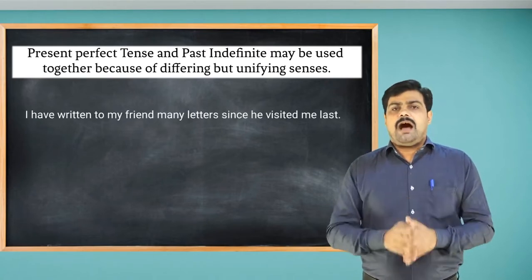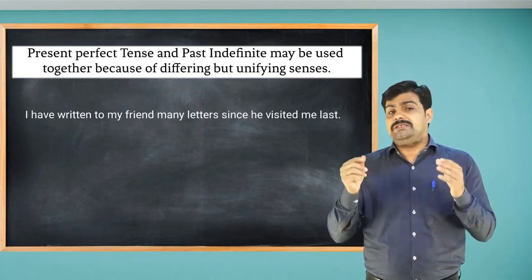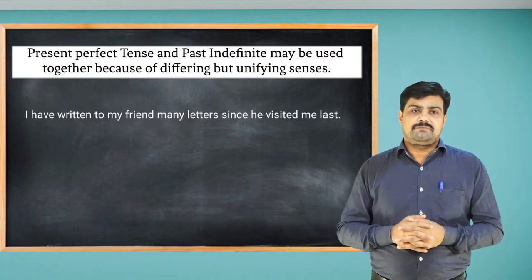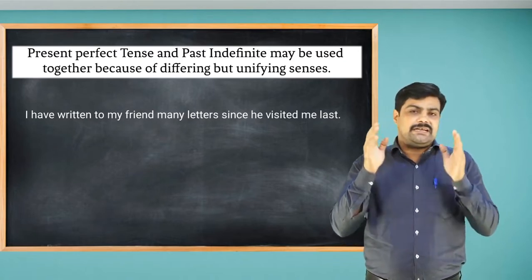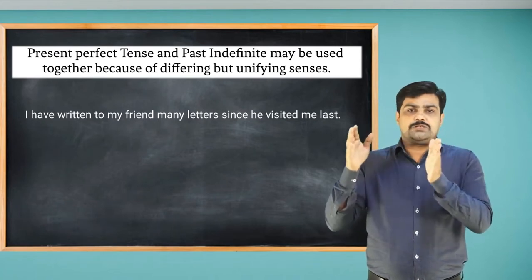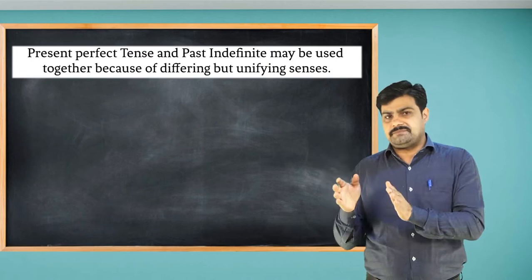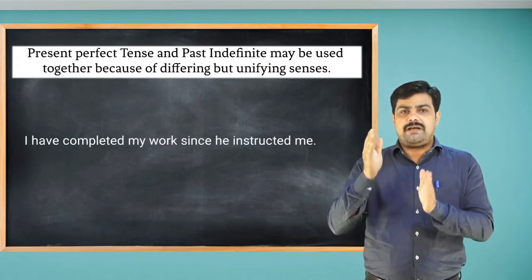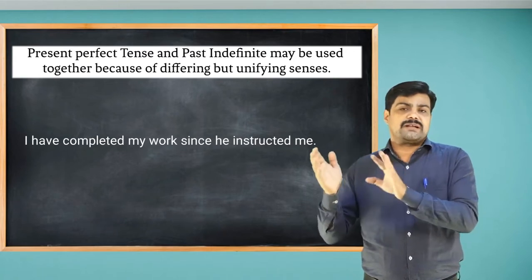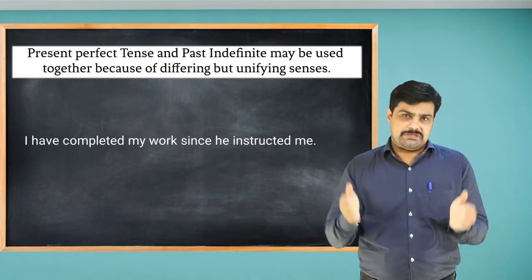For example, I have written to my friend many letters since he visited me last. Here an action is complete, you see, but since gives some ideas to be thought of only in present tense. Now let's take another sentence. I have completed my work since he instructed me. The same rule is applicable on this sentence too.